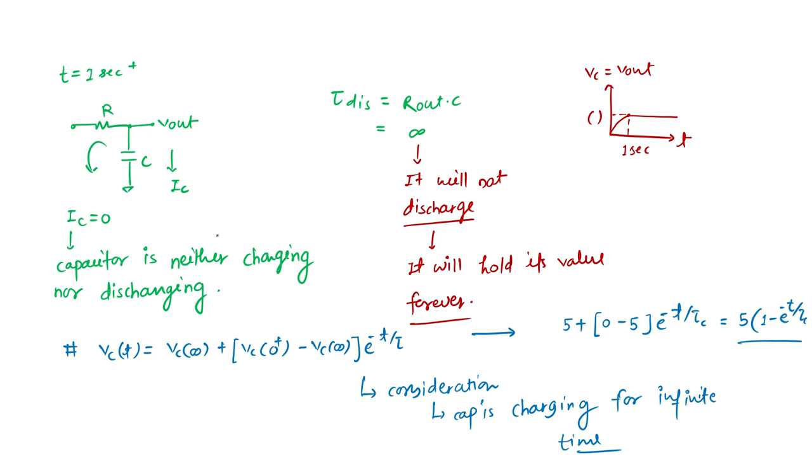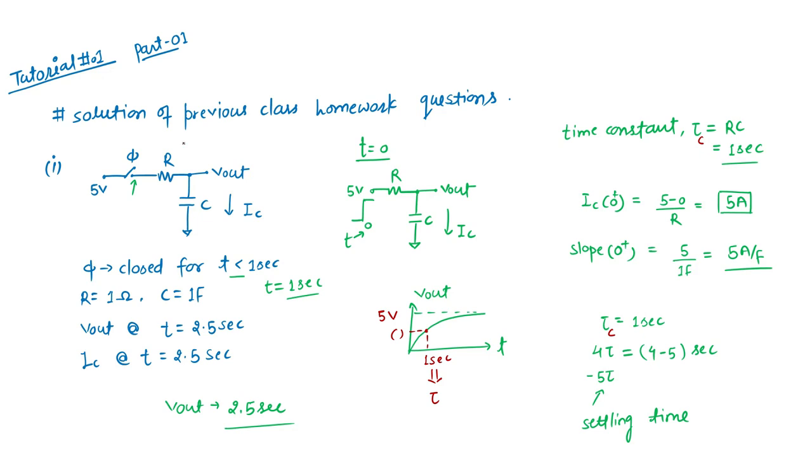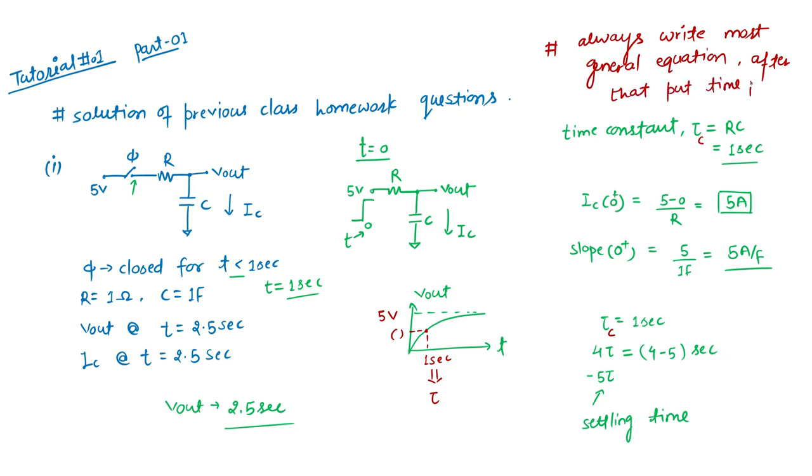I started the discussion in a very gradual fashion. The only point I want to make here is, don't worry about what is happening in between, whether my switch is opening or closing in between. First write the most general equation for the capacitor. After that, put in the time instances. Wherever we are opening or closing the switch, whatever action is happening between 0 and infinite time, just put that particular thing into the equation.